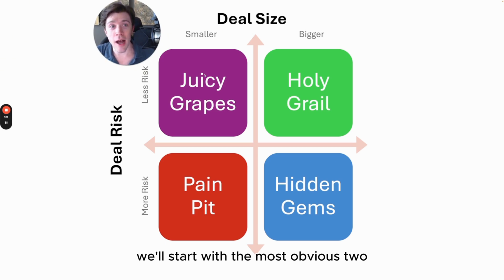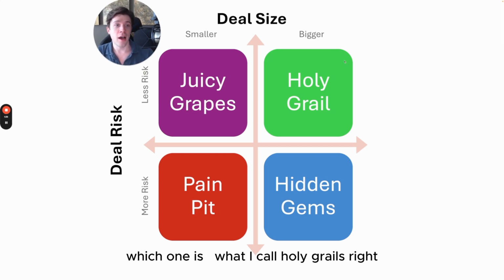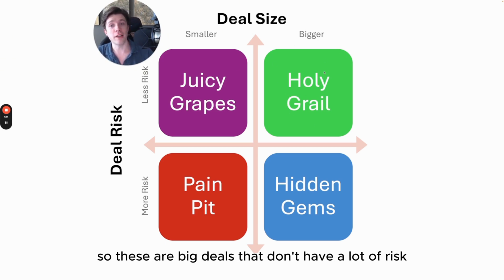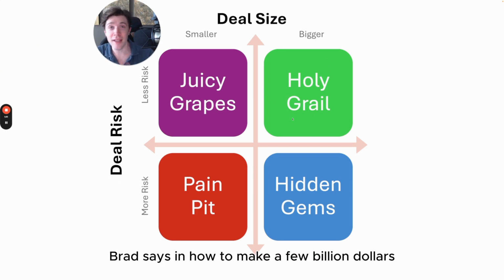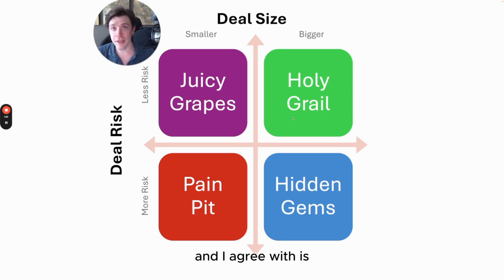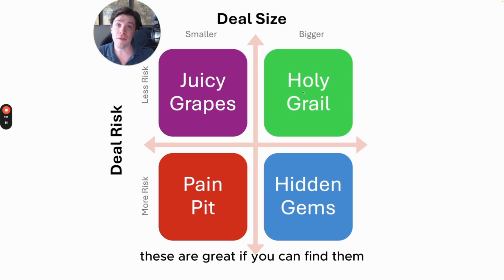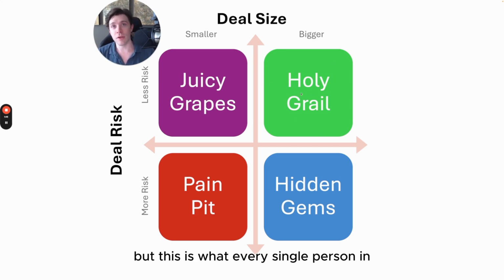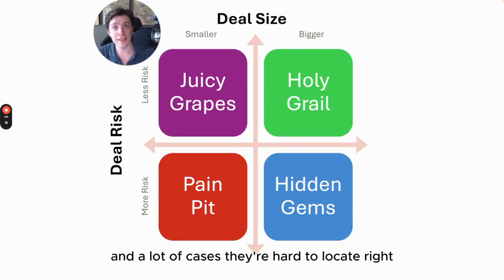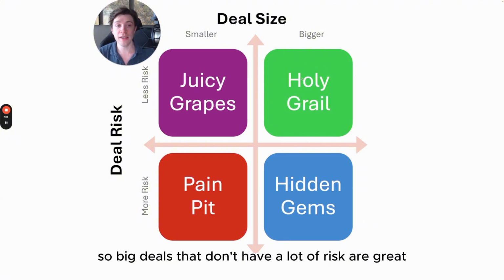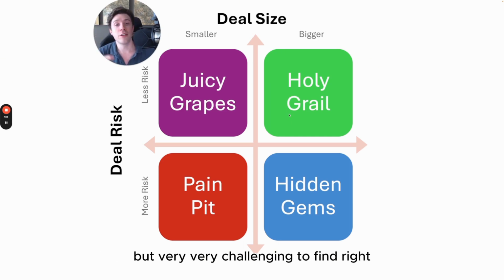We'll start with the most obvious two, which one is what I call holy grails, right? So these are big deals that don't have a lot of risk. And what Brad says in How to Make a Few Billion Dollars, and I agree with, is these are great if you can find them, but this is what every single person in the market's looking for. And in a lot of cases, they're hard to locate, right? So big deals that don't have a lot of risk are great, but very, very challenging to find, right?